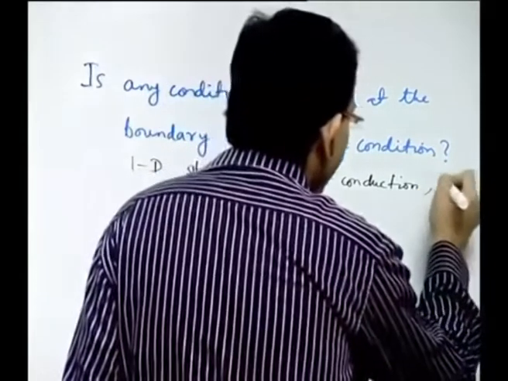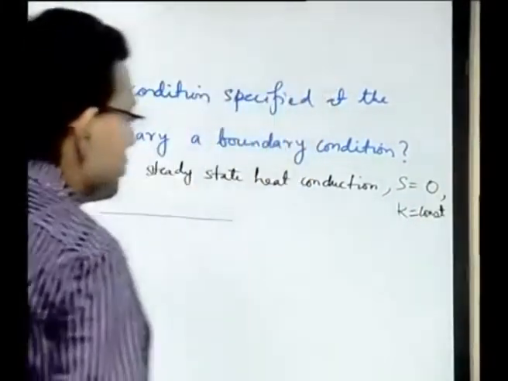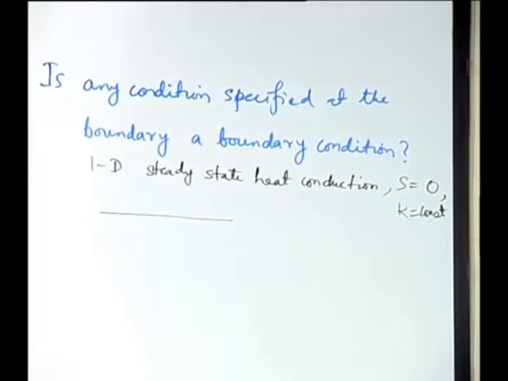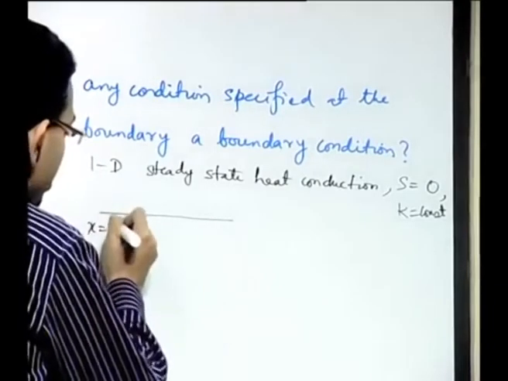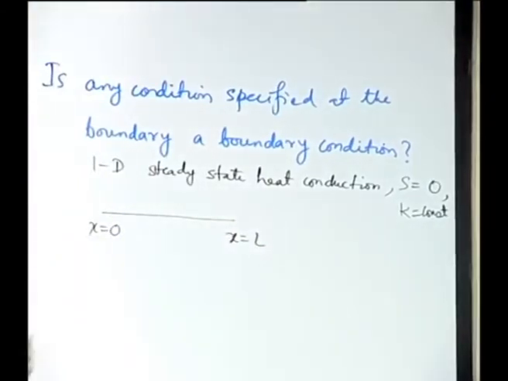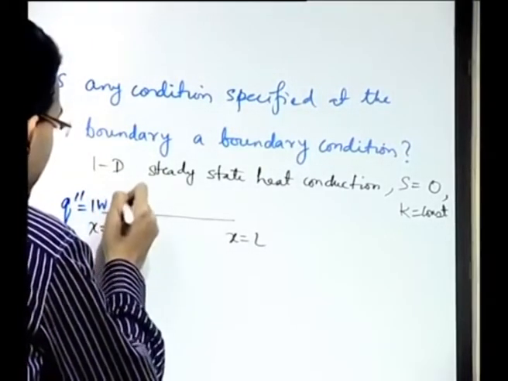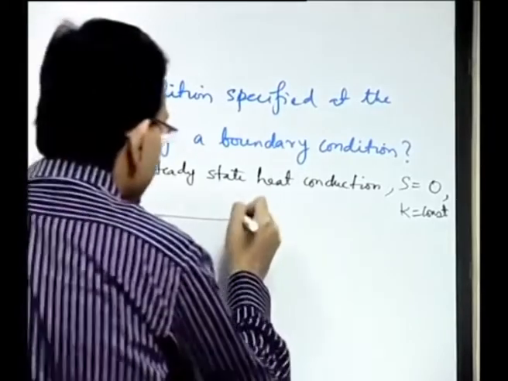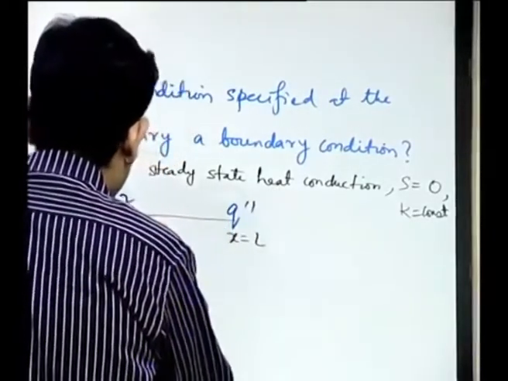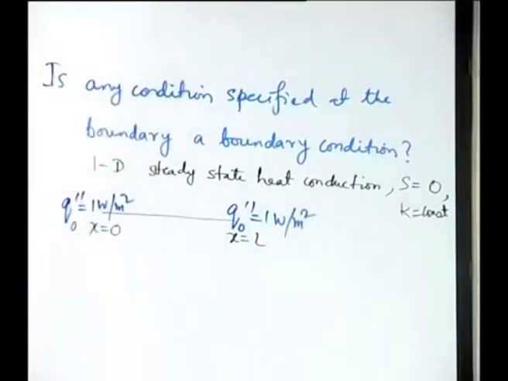With S equal to 0 and K equal to constant. Let us say this is x equal to 0, let us say this is x equal to L. We give a boundary condition that at x equal to 0 the heat flux is, say, 1 watt per meter square, and at x equal to L the heat flux is 1 watt per meter square. This of course we have to give, right, because it is a steady state problem.